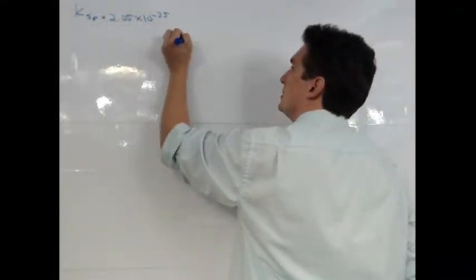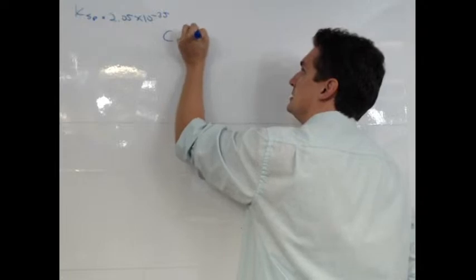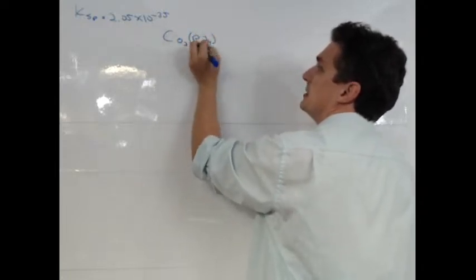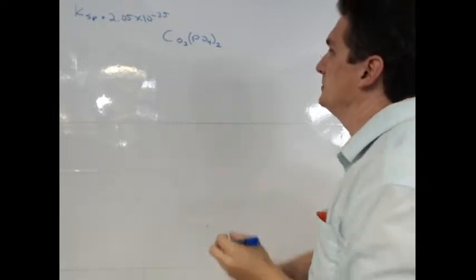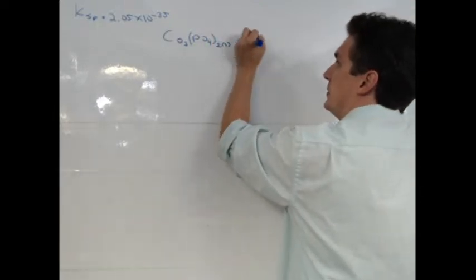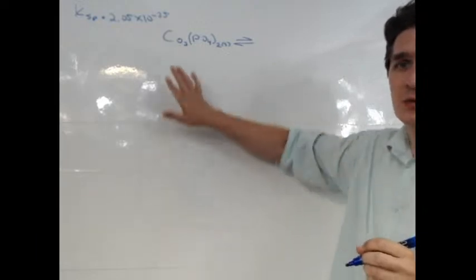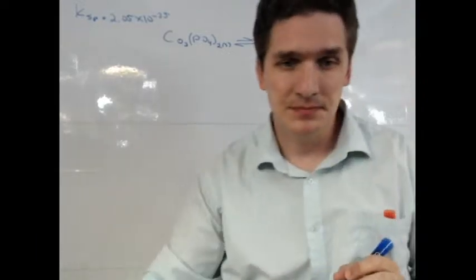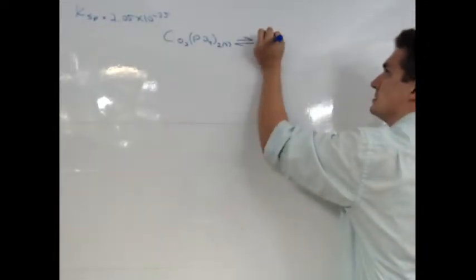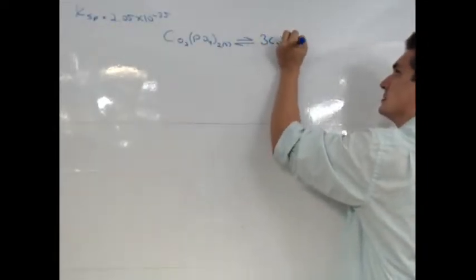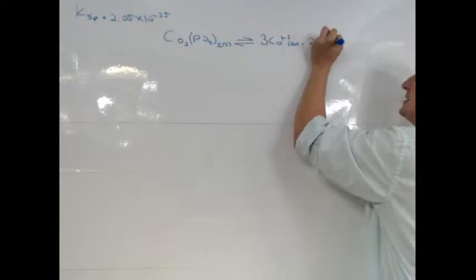First thing you're going to need is to find the formula of cobalt 2 phosphate. So you're just going to use the crisscross rule. Phosphate's in a -3. Cobalt's in a +2. And the way all KSP expressions are written is that we're going to assume complete dissociation. So we're going to have 3 cobalts and 2 phosphates.